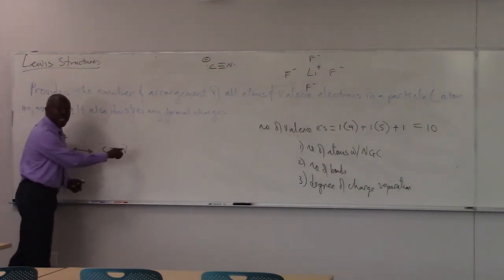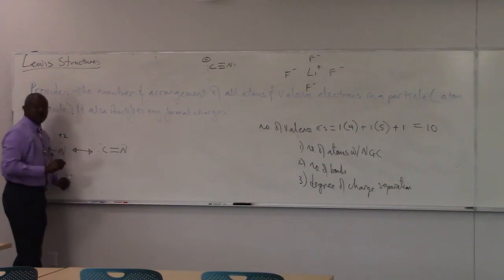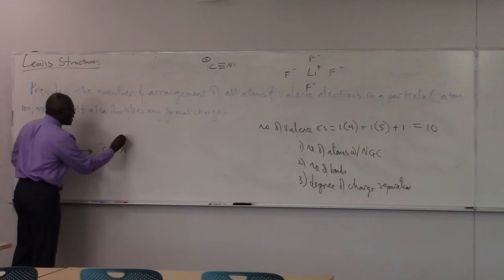Well, how many electrons does the N own? 1, 2, that belong to it alone. 1 in that bond, that's 3. 1 in that bond, that's 4. It's a group 5 element. It's still missing 1 electron, hence a positive charge.